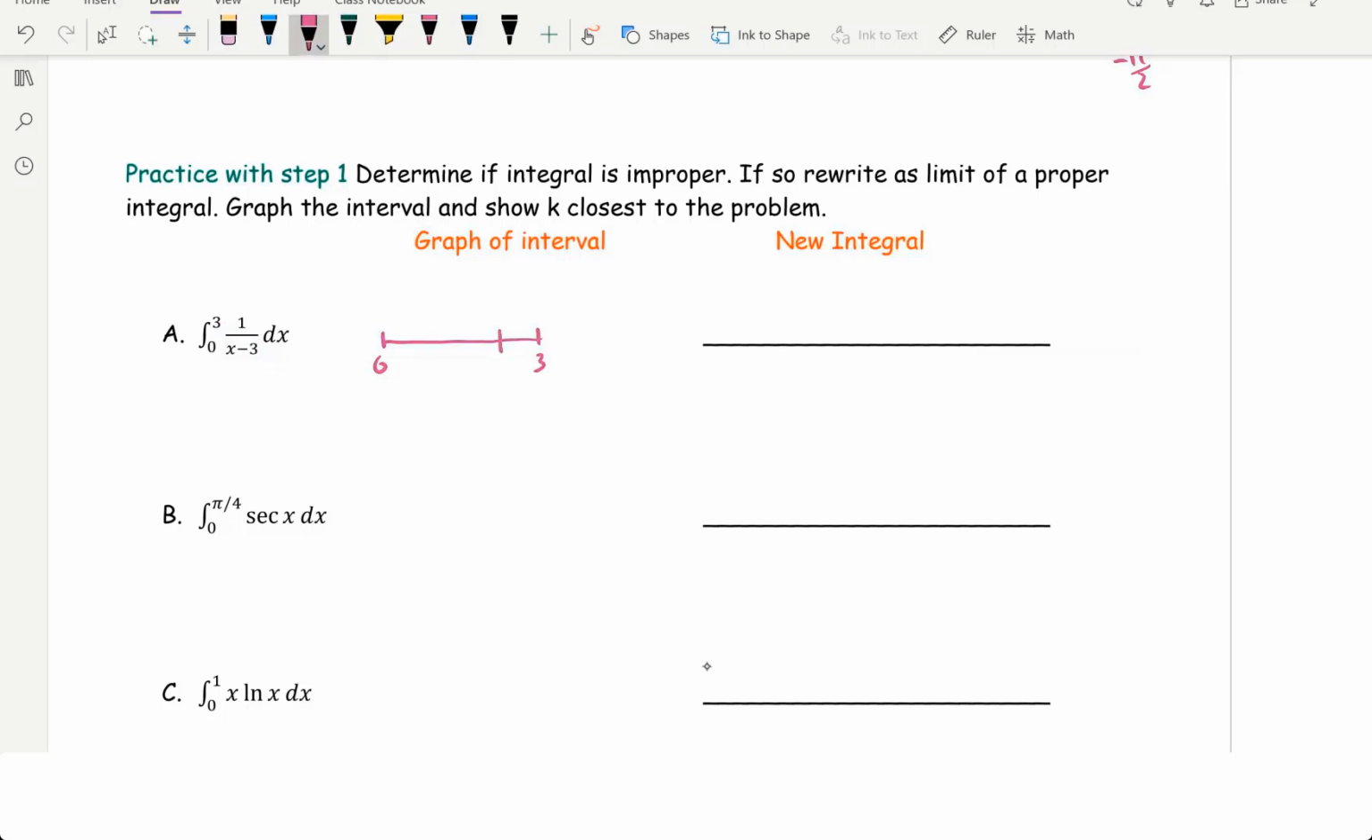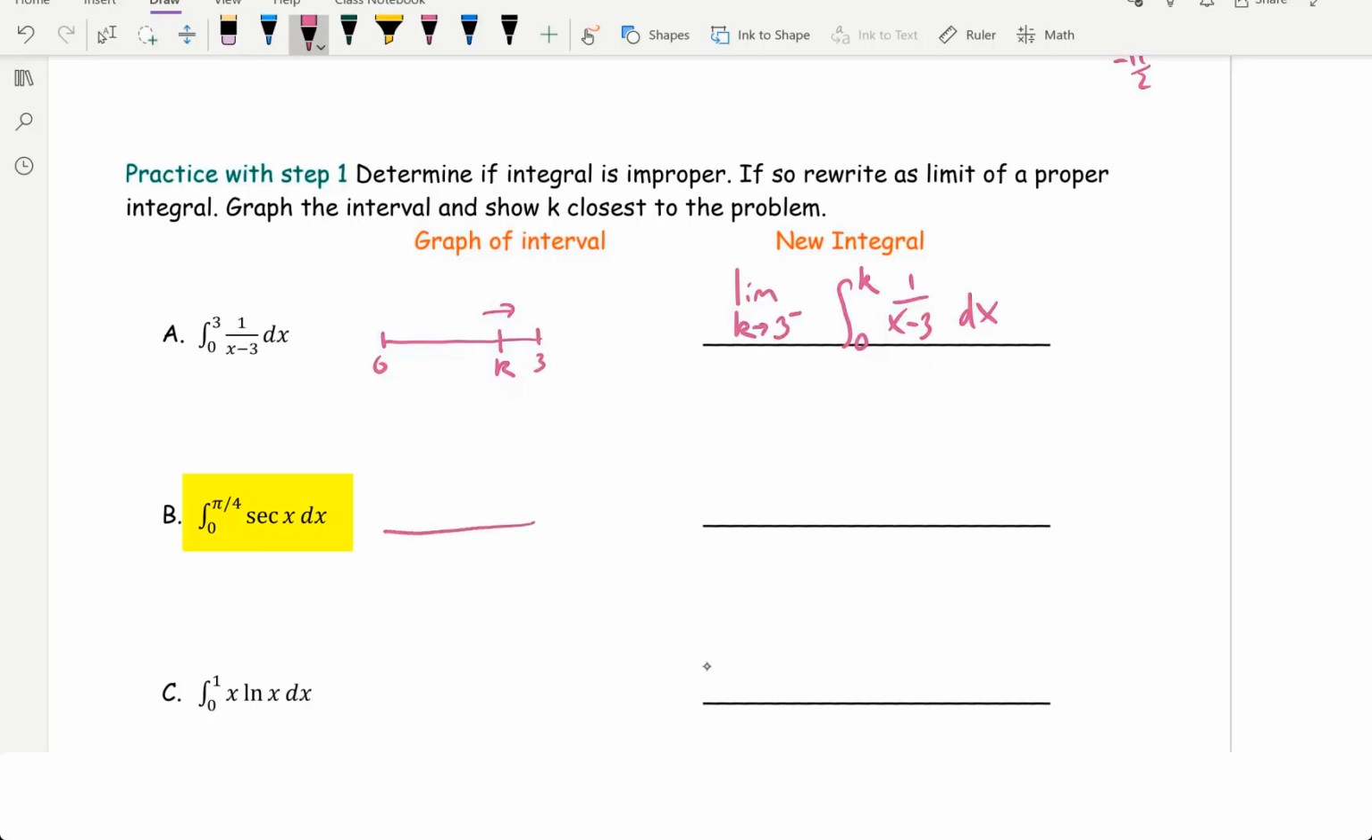So we're going to put k close to 3, and we're going to integrate from 0 to k, 1 over x minus 3 dx. And then the limit in front, we're going to push k to 3 from the left, because k is less than 3. Limit as k goes to 3 from the left.